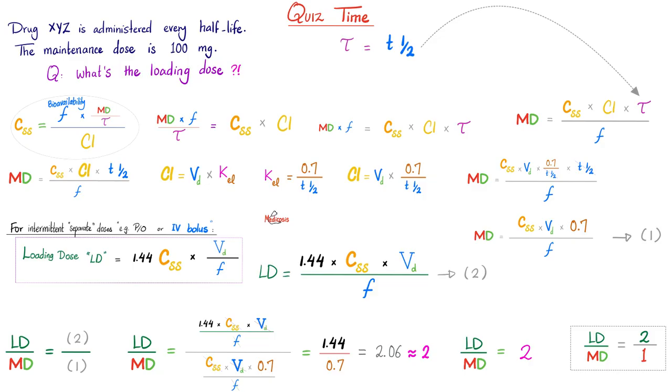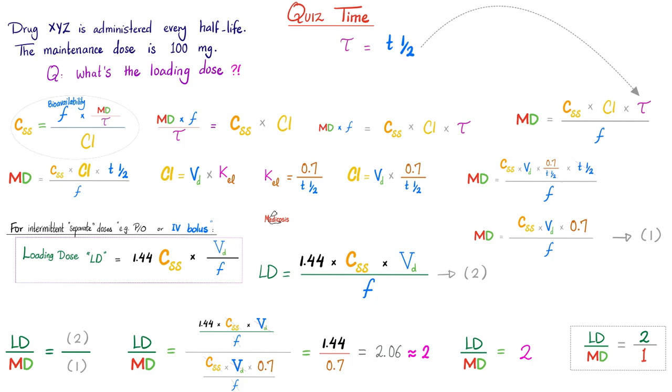But wait, it gets better. You already know that K elimination is 0.7 over T half. True? Yeah. Therefore, clearance is volume of distribution times 0.7 over T half. I'm with you. We will remove the clearance from here and put all of this instead. Alright, so maintenance dose is steady state concentration times volume of distribution times 0.7 over T half times the T half.